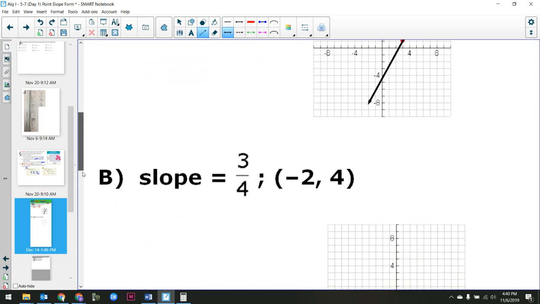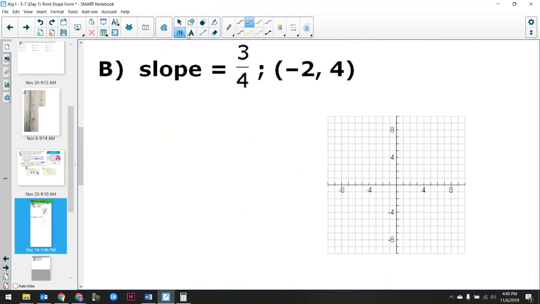Okay, do the same thing here. Start at -2, 4. Then use 3/4. Rise 3, run 4. Rise 3, run 4. Okay, make enough points to connect your dots. And there's my line. Okay, so not too bad.